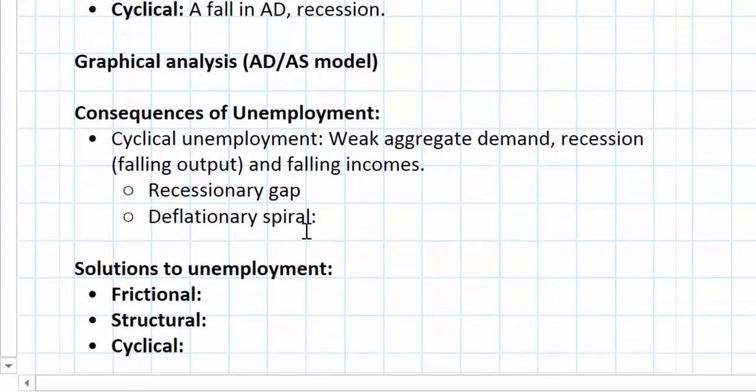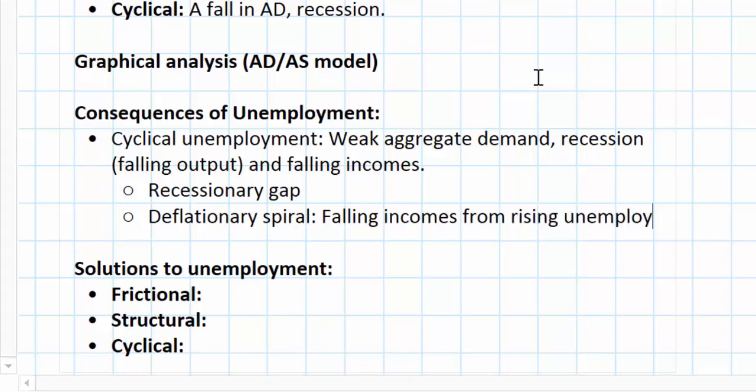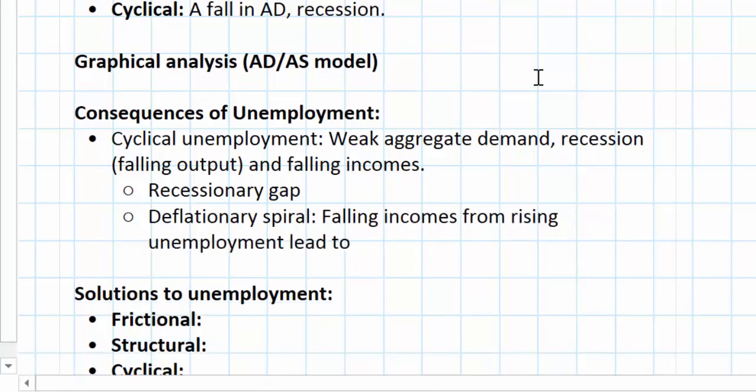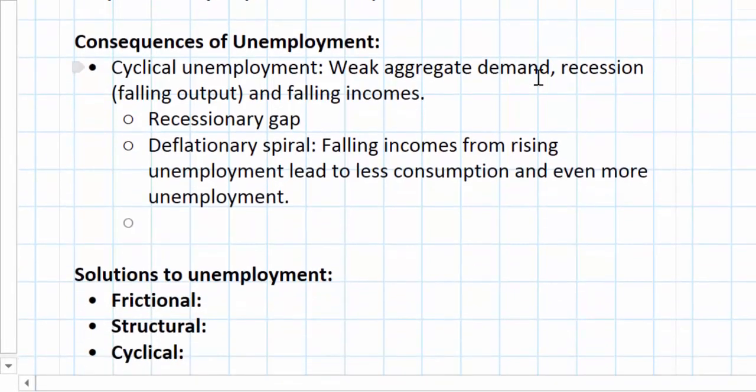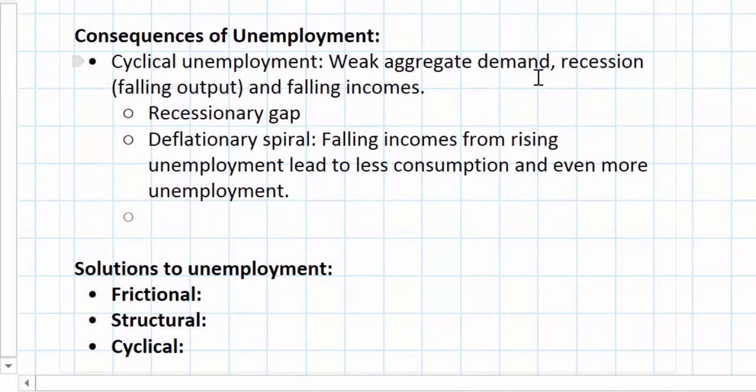What is a deflationary spiral? This refers to a situation in which falling incomes from rising unemployment lead to less consumption and even more unemployment. A deflationary spiral is one of the worst case scenarios an economy can experience, and the existence of high levels of cyclical unemployment are likely to lead to such a dire situation.